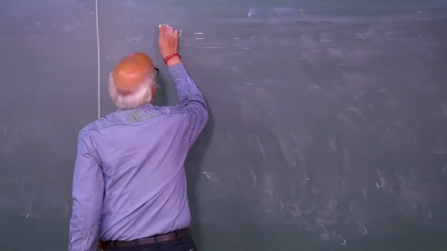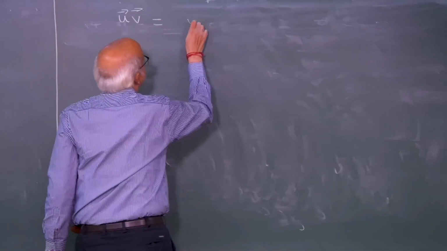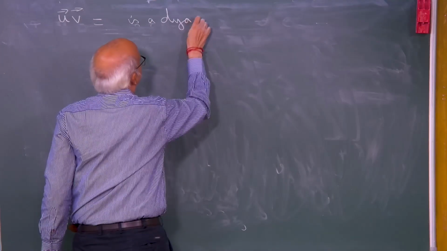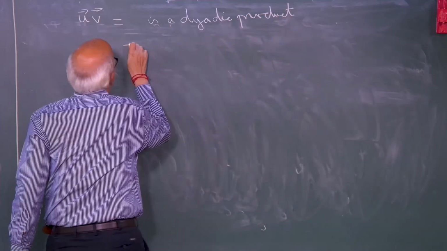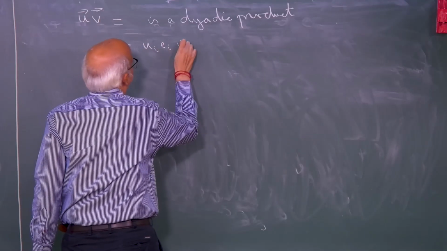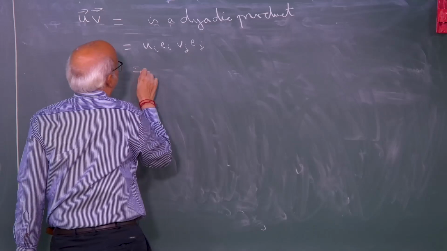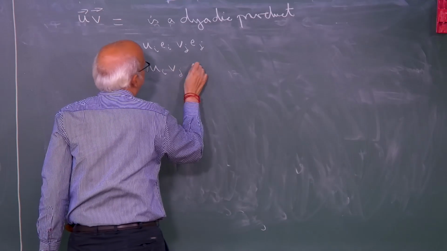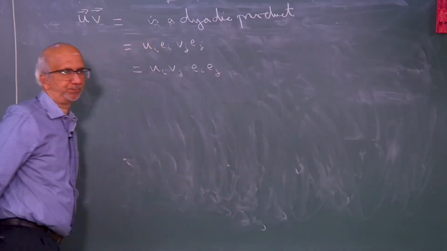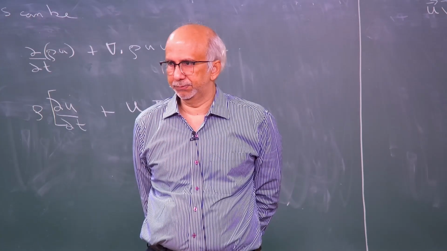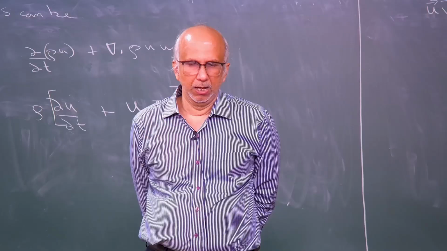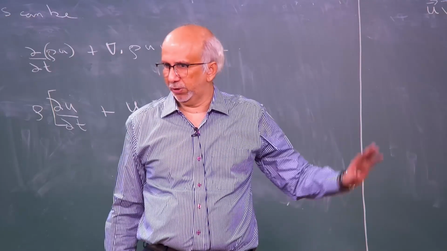UV, this is a dyadic product and is written as UI EI Vj Ej, or can be written as UI Vj EI Ej. This has a total of 9 terms, correct, because you are summing over I and j. So, totally 9 terms. You already saw this is one way to write it.